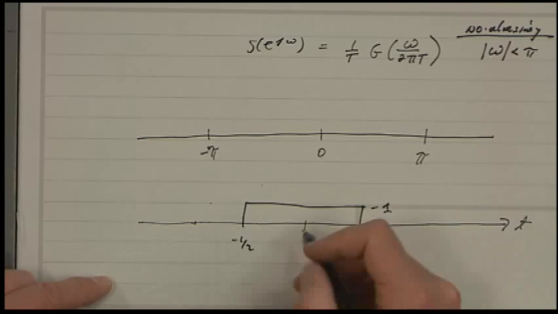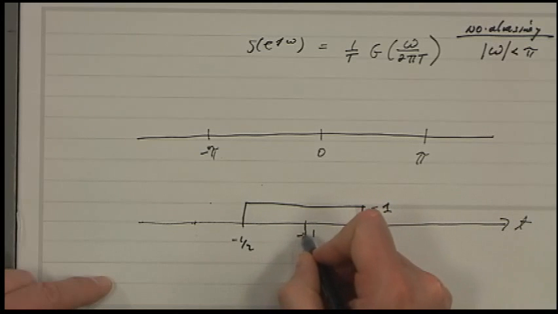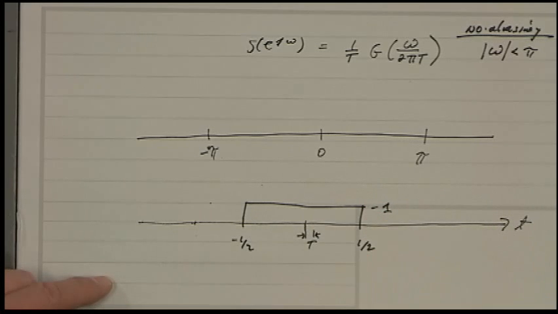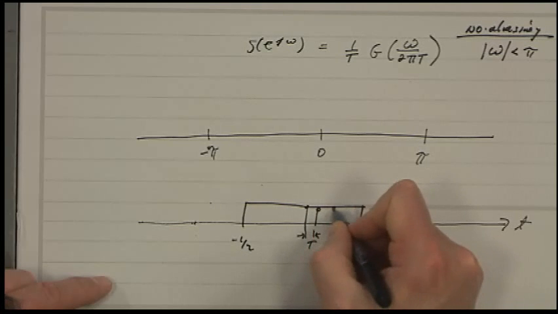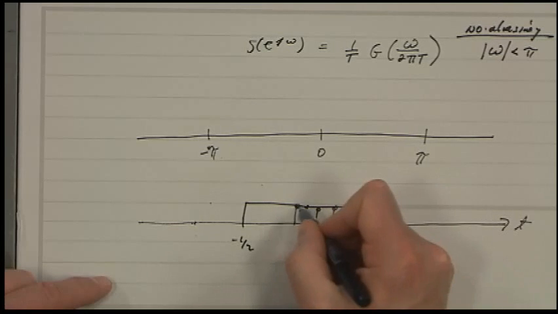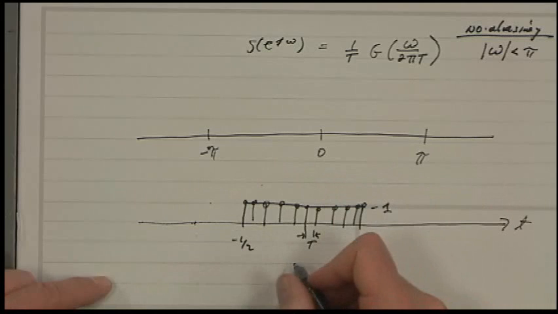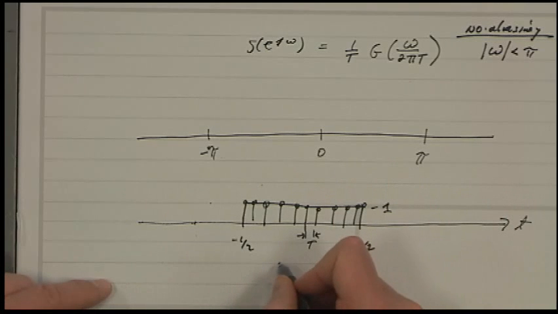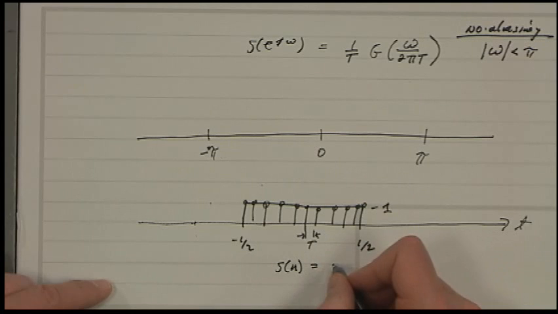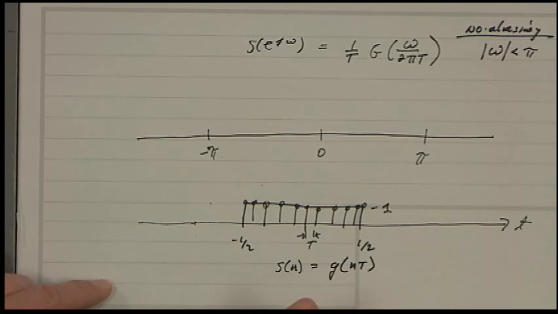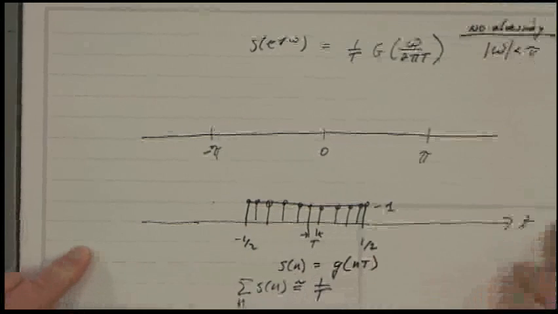So if I sample at period t, then the number of samples I'll get here, the signal is of length 1, approximately, right? So S of n is equal to g of nt, and the sum over n of S of n is going to be approximately equal to 1 over t, right?